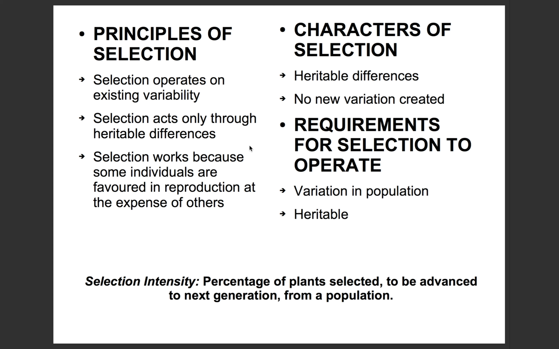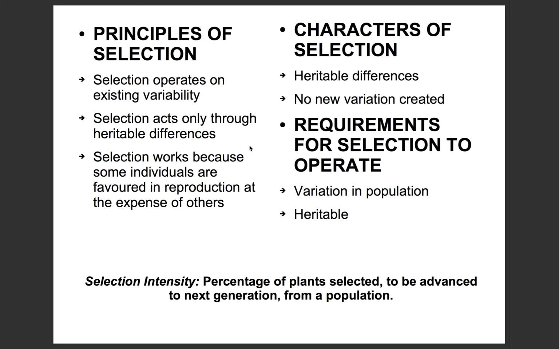And the third principle says that selection works because some individuals are favored in reproduction at the expense of others. That is, some individuals tend to become superior to others for some or other traits desirable under domestication. These superior individuals are retained for reproduction, while the rest are discarded under selection.